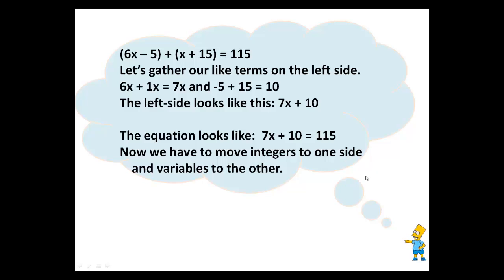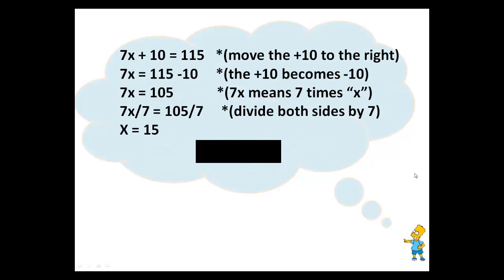Now we have to move integers to one side and variables to the other. 7x plus 10 equals 115. Let's move the positive 10 to the right hand side. The positive 10 becomes a negative 10. That would leave us with 7x equals 105. 7x means 7 times x, so to undo that we're going to divide both sides by 7, and that leaves us with x equals 15.